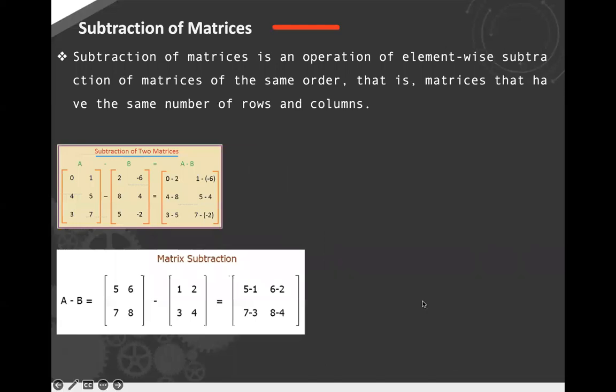Next, we have subtraction of matrices. Subtraction of matrices is an element-wise operation on matrices of the same order, that is, matrices that have the same number of rows and columns. For example, here we have a 2 by 3, and you can see how they subtract the 0 minus the 2, the 1 minus the -6, the 4 minus the 8, the 5 minus the 4, 3 minus the 7, 3 minus the 5, and the 7 minus the 2.